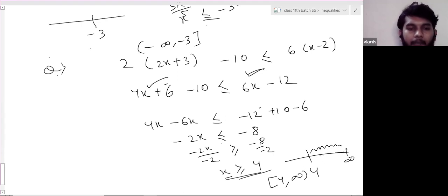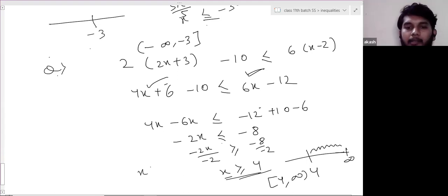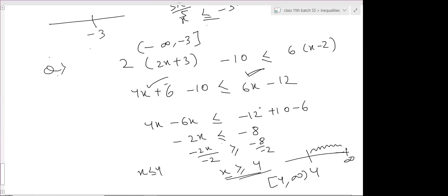Is this clear or not? So if the sign were different, then it would be minus infinity. Yes. If you had x is less than or equal to 4, it means the maximum value of x can be 4, right? And the minimum can be anything, minus infinity.